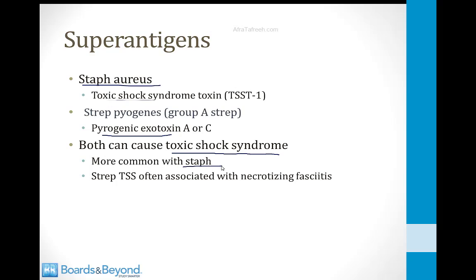Classically, after a woman has had a tampon in her vagina, there's staph present in the vagina normally, but for reasons we don't understand, sometimes it develops the ability to synthesize these superantigens and it can cause the toxic shock syndrome. There is something called the strep toxic shock syndrome, but this is rare, and when patients have it, it's usually associated with necrotizing fasciitis, which is a very serious skin infection. On board questions, if they describe the toxic shock syndrome, they are most likely talking about staph.